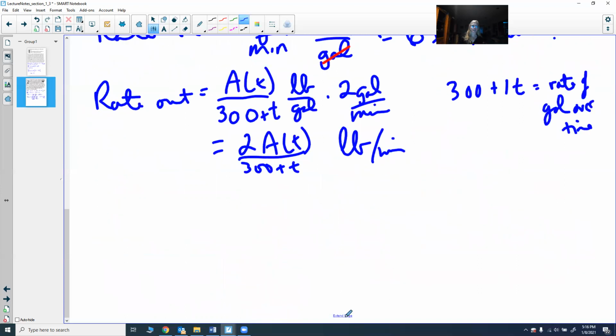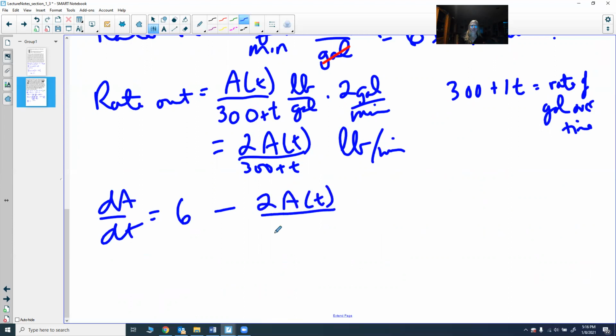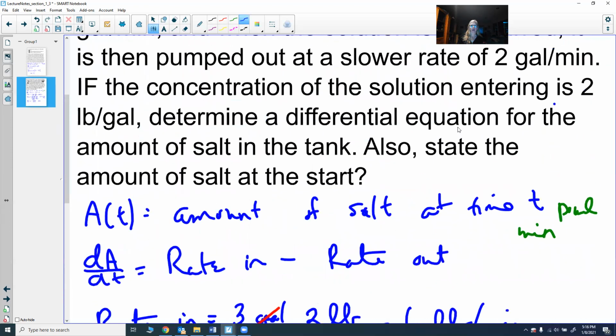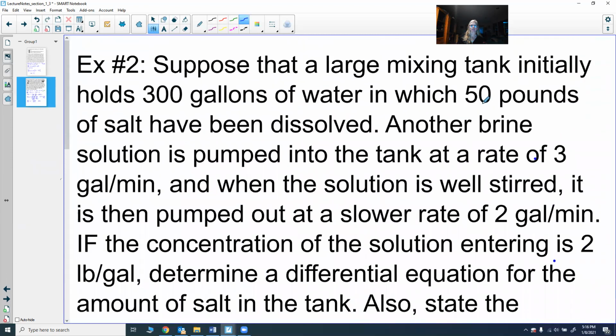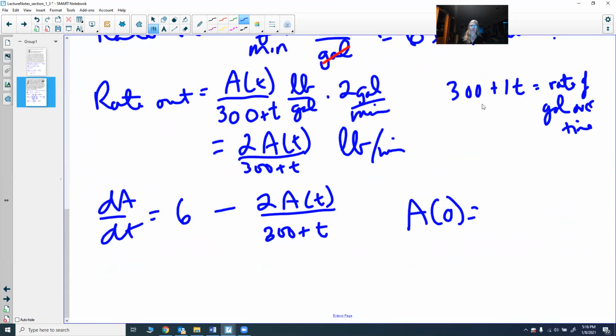So now we can get our differential equation, because our differential equation, dA/dt, is the rate in, which we found out was 2 pounds per minute, minus how much is going out. And the rate out is 2 times A of T over 300 plus T. And there's my differential equation. If I want an initial value, how much was in there at the start? At the start, we had 50 pounds. So A of 0 equals 50. There's my initial condition, and there's my differential equation.